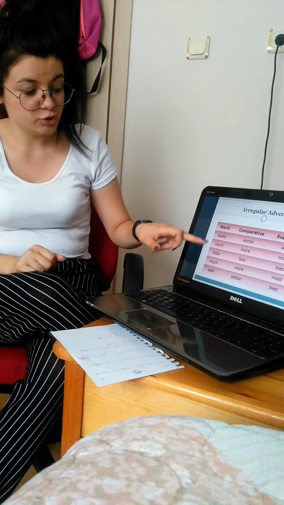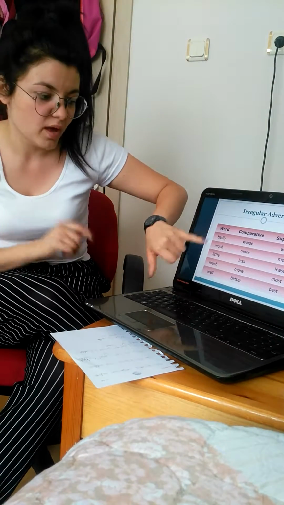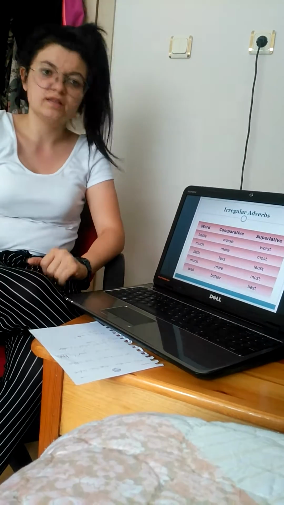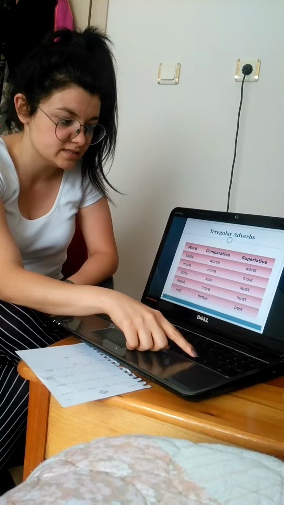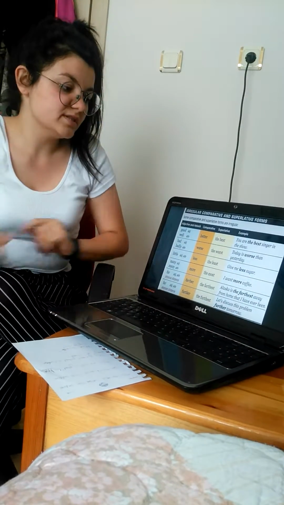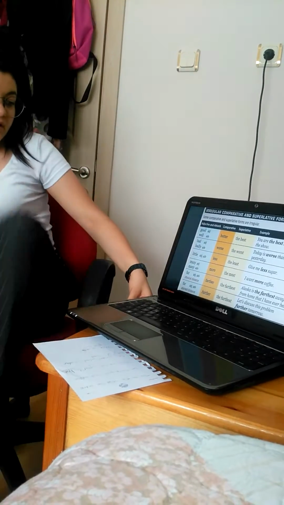Please, we shouldn't say better for bad. Better means this is better, it's nice, and this is the best. We shouldn't use it otherwise. So some comparative and superlative forms are irregular.